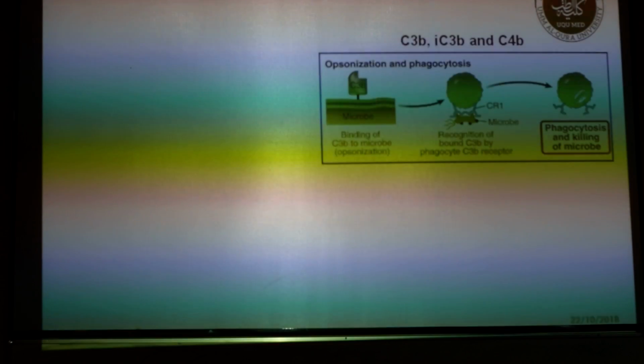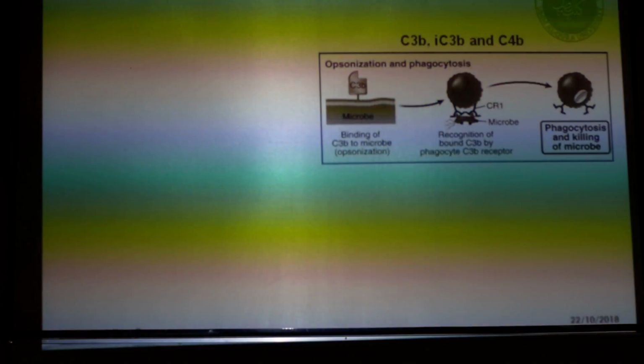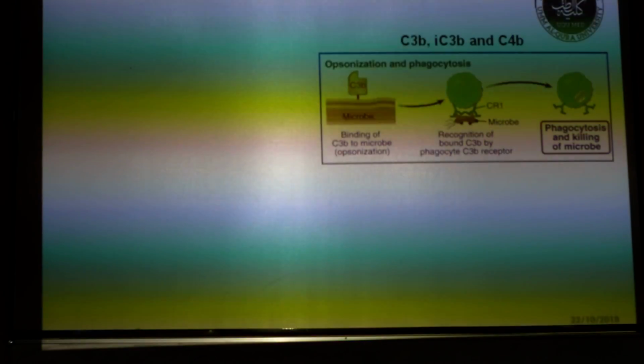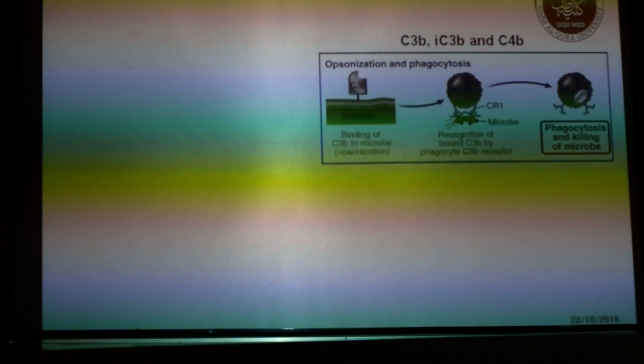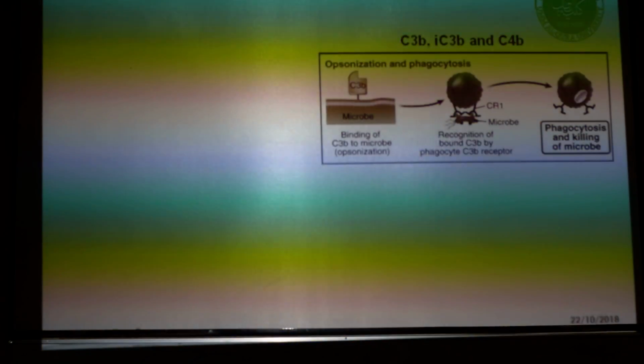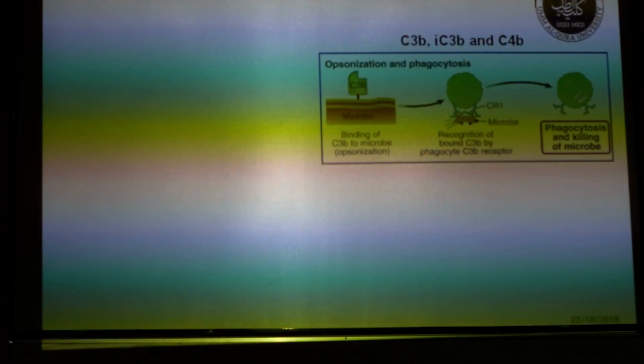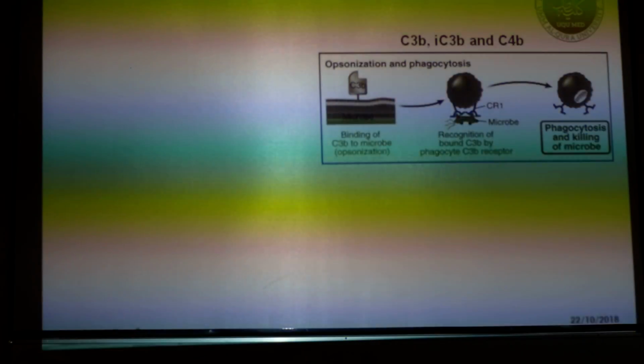Then what is the other function? Opsonization. What does opsonization mean? Tag the bacteria so that it can be eaten up by the macrophage. Okay, so things are not as bad as it looks.